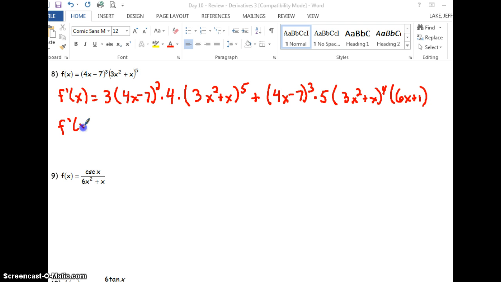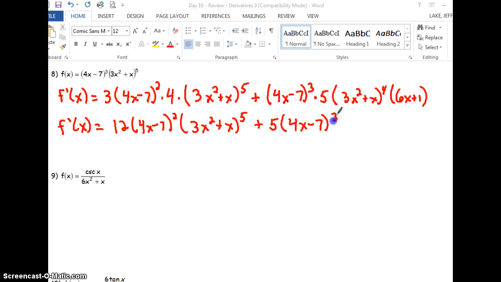I'm going to combine together some like terms here. So f prime of x is going to equal this: the 3 and the 4 can be multiplied together to be 12. (4x minus 7) all squared stays, as does the (3x squared plus x) to the fifth. Over here, we have a plus. The 5 is really the only thing I'm going to bring out to the front. The rest I'm just going to rewrite: (4x minus 7) to the third, (3x squared plus x) to the fourth, and then (6x plus 1).